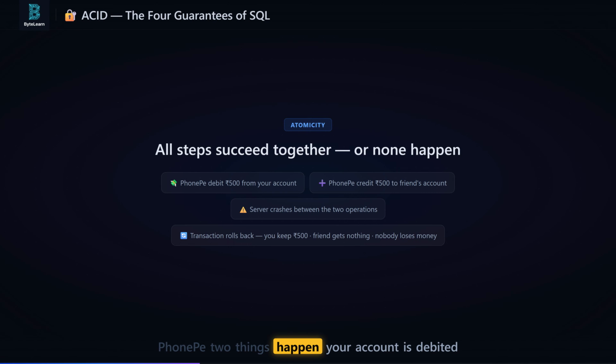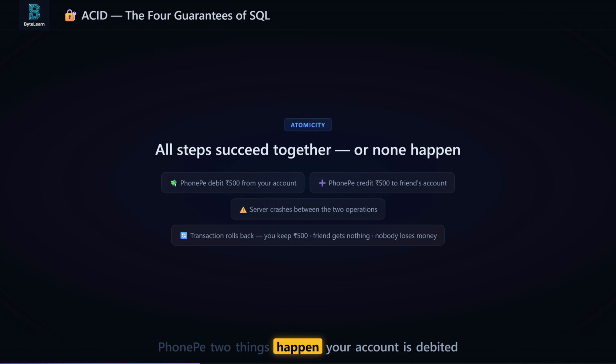Every time you make a UPI payment, book a train, execute a trade on Zerodha, or your doctor accesses your hospital record, ACID properties are working silently behind the scenes. 2 billion PhonePe transactions a month. Every single one atomic, consistent, isolated, and durable. No money ever disappears. No seat ever gets double booked. No prescription ever points to a patient who does not exist. That is ACID guaranteeing the integrity of India's digital infrastructure.